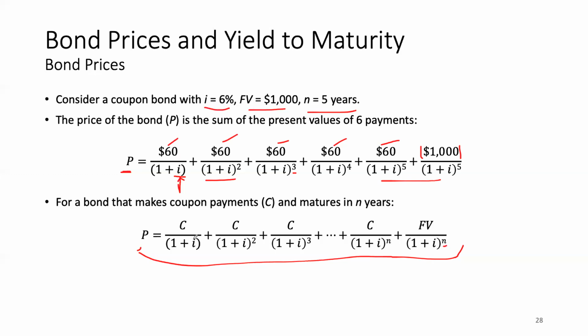Now, one thing for you to verify, right? If I plug in the 6% here, if i is just 6%, then the price of this bond is just going to be $1,000. I just want you to verify that. I'll show you why that should be the case in just a second, but that's one thing to keep in mind. Okay. All right.